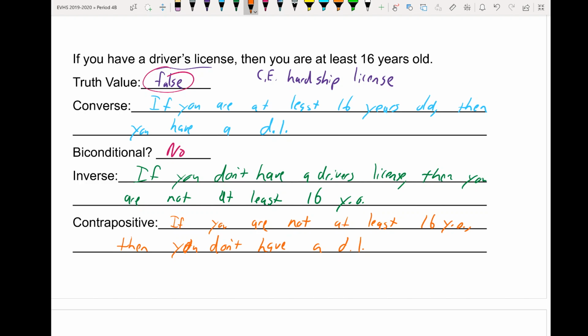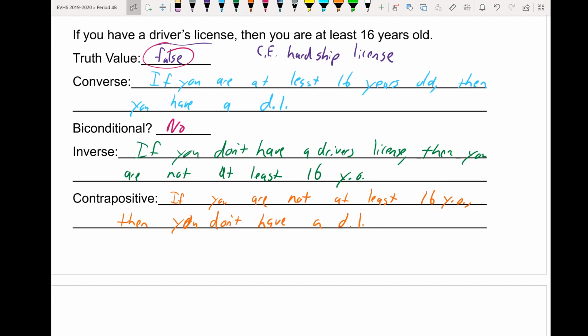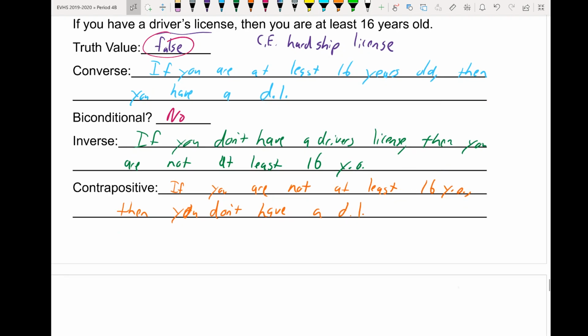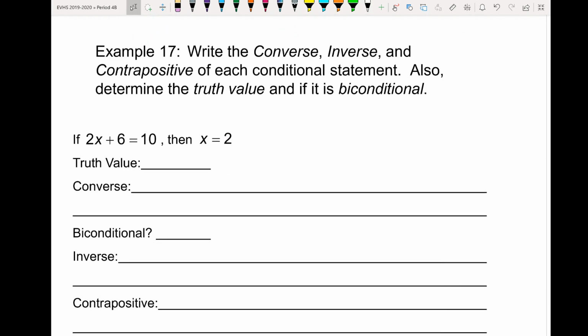More writing in this unit, but overall not as difficult as some of the stuff we did last unit as far as solving and things. Okay, if you're still writing, I apologize. I've got to move on. I can let you copy these down at the end of class or after school or something. Okay, so again, write the converse, inverse, same stuff as before.